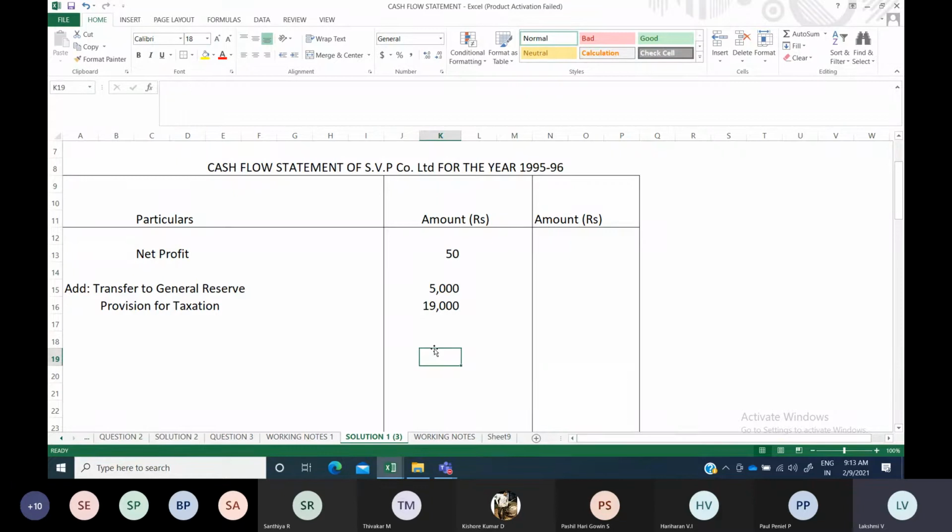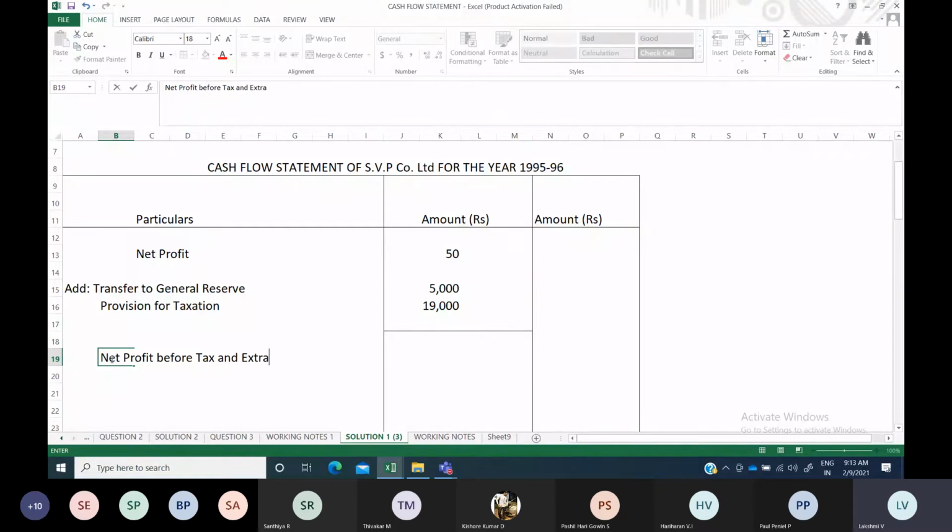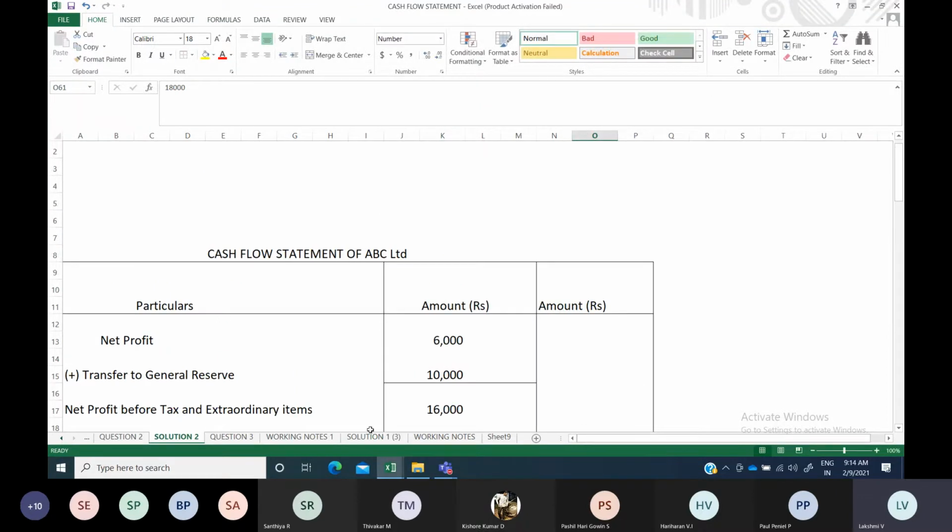Okay, so how much is this amount coming to, you just find out. This amount is known as net profit before tax and extraordinary items. Net profit before tax and extraordinary items. Okay, so now I'm getting 24,050. Just check whether I'm doing anything wrong.